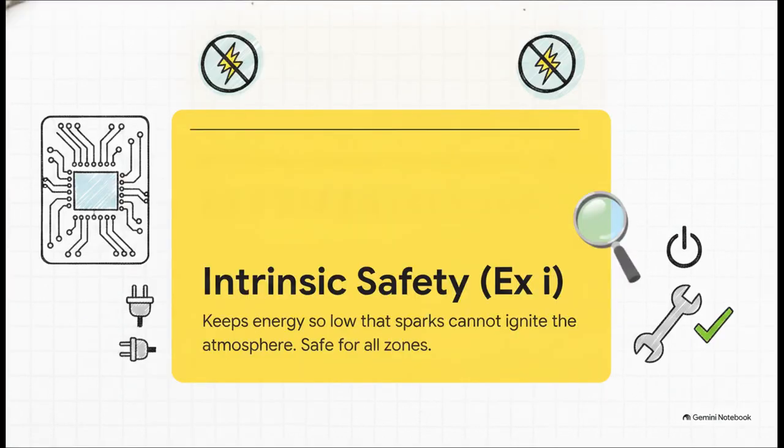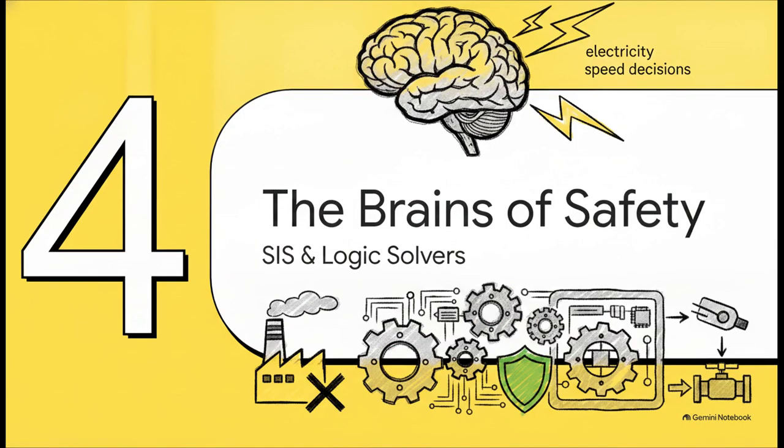But out of all of these, the absolute gold standard is intrinsic safety, or XI. Here, we restrict the electrical energy flowing through the circuit so drastically that even if there's a short circuit, a spark literally cannot form. It just doesn't have the juice. It's the only method that is 100% safe to use in the absolute most dangerous environment, Zone 0. You can even do live maintenance on it with the power still on. It's practically foolproof.